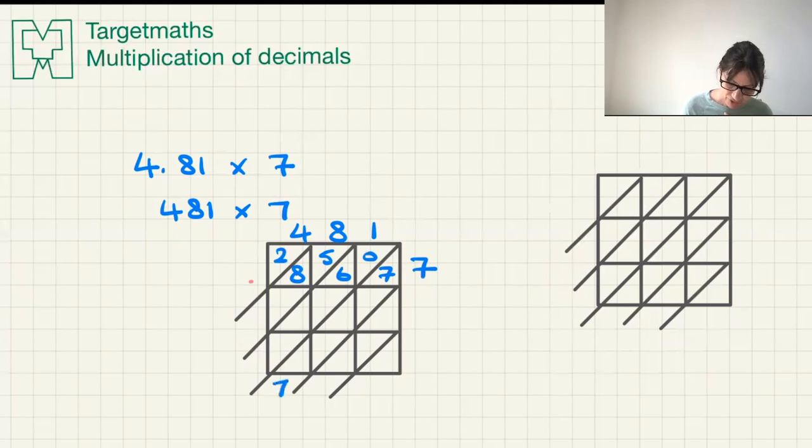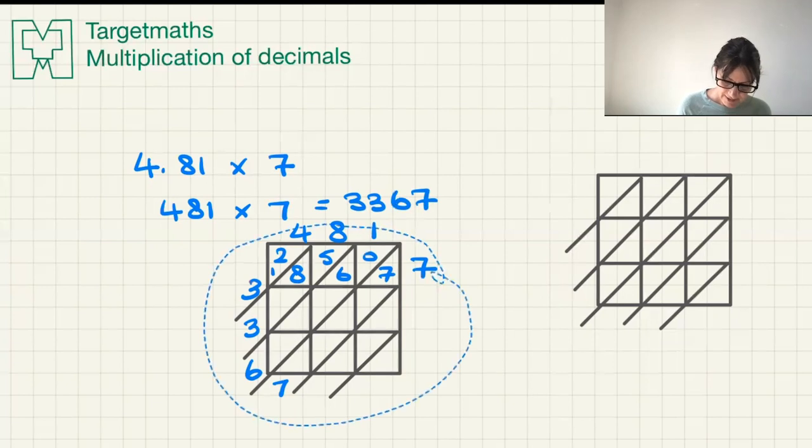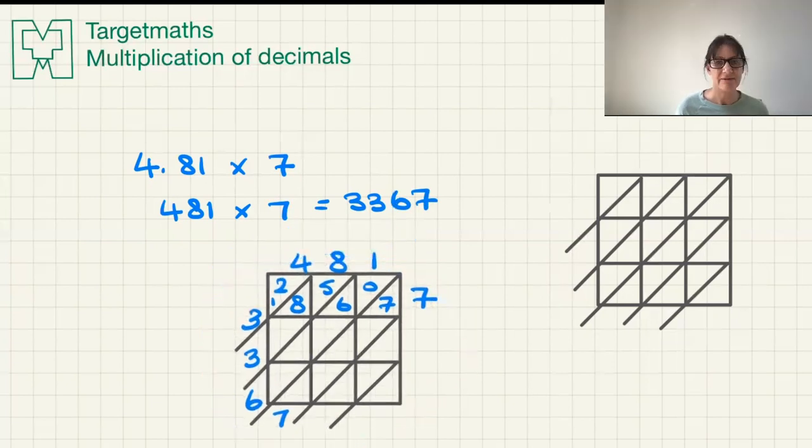So 7 drops out there, 6, 8 plus 5 is 13, carry the 1, and then I've got 2 plus that 1 is 3. So my answer is 3, 3, 6, 7. I'm trying to squash everything in, aren't I? Let's try and just get a bit of space. That's better. Now I'm just going to do my counting, aren't I?